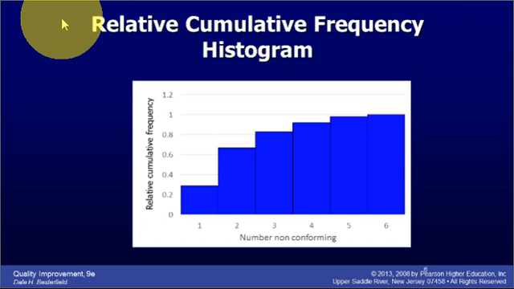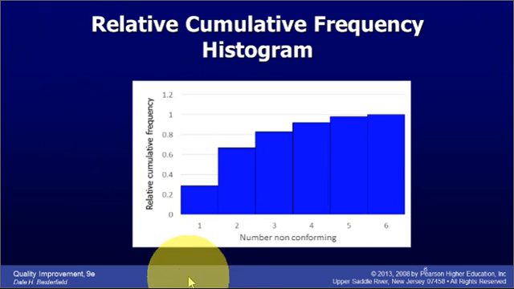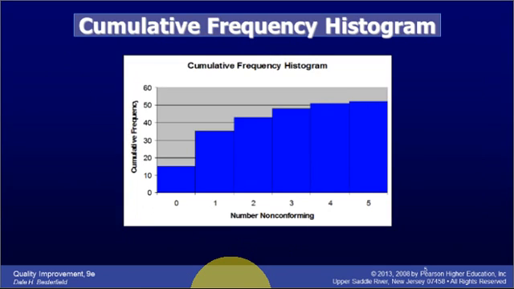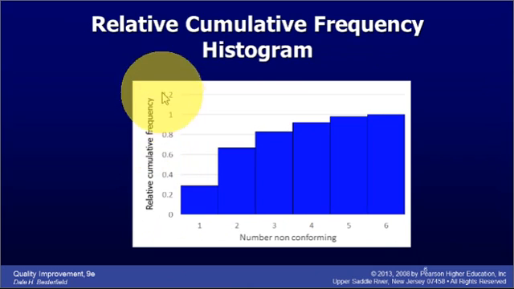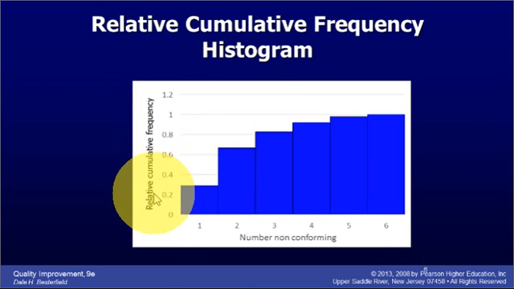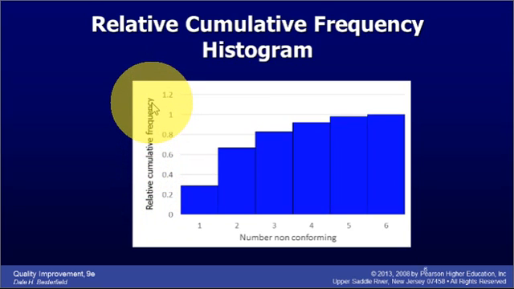Here is the relative cumulative frequency histogram. Again, it shares the same shape as the cumulative frequency histogram, just having a different scale here. Because this is the relative cumulative frequency, it must be between 0 and 1.